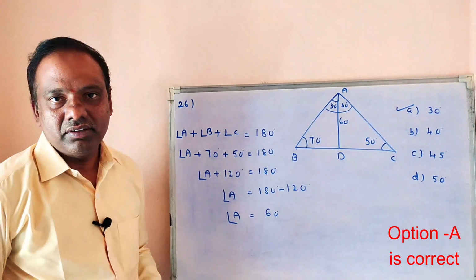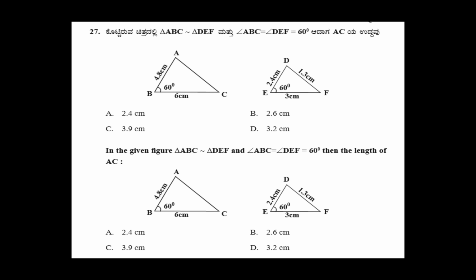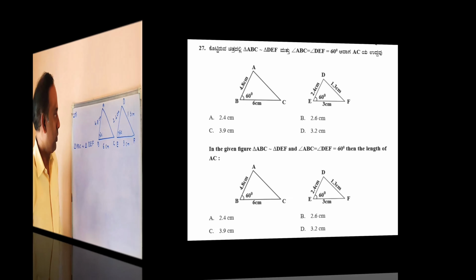Okay, it is question number 27. Question number 27 is, in the given figure, triangle ABC is similar to triangle DEF and angle ABC is equal to angle DEF is equal to 60 degrees. Then the length of the AC. Option A 2.4 centimeters, option B 2.6 centimeters, option C 3.9 centimeters, and option D 3.2 centimeters.